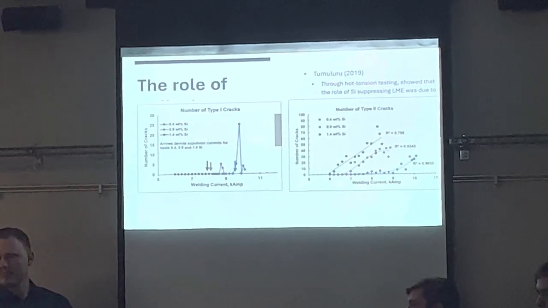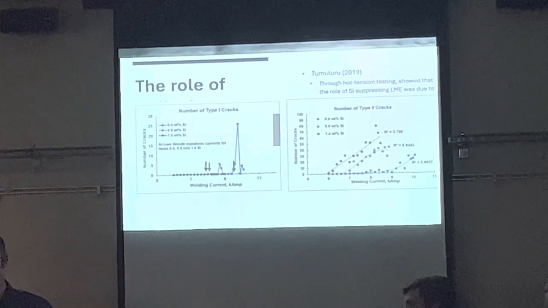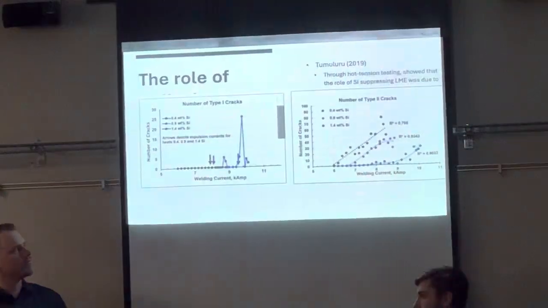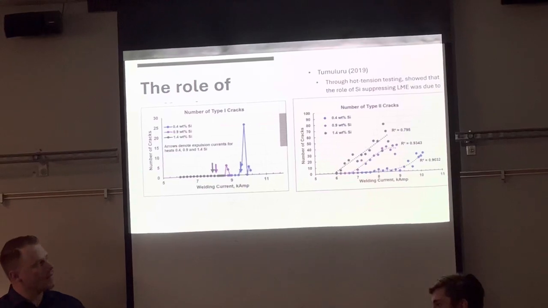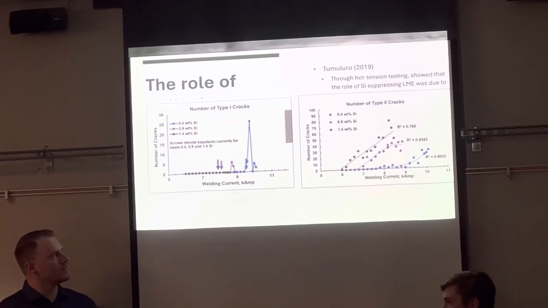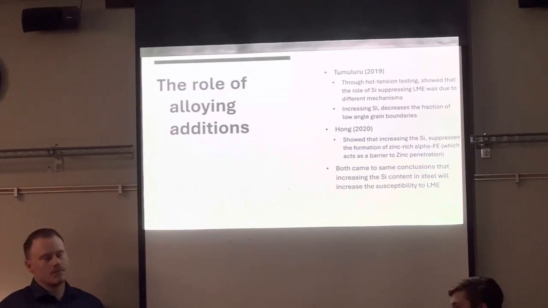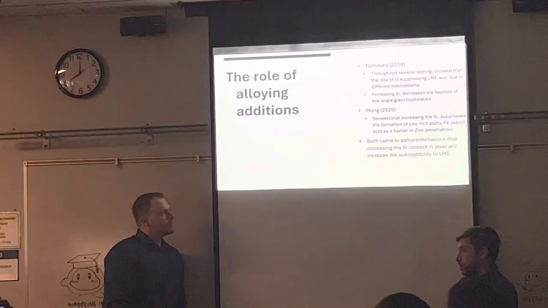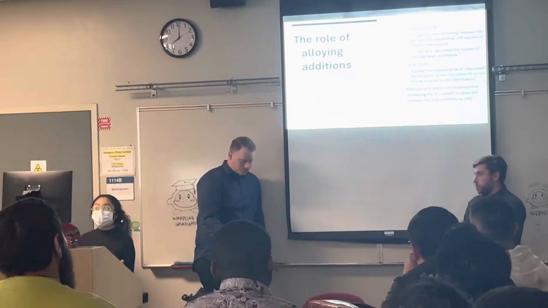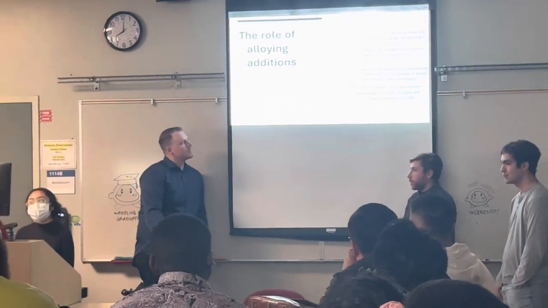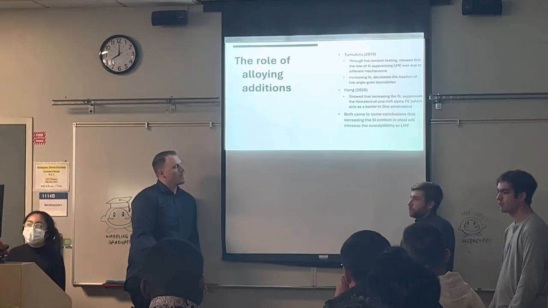And you can basically see that, obviously, with the higher concentration of silicon, the higher weight percent, there were less cracks. And then Hong did the furnace, and he showed that increasing silicon suppresses the formation of the zinc-rich alpha iron, which acts as a barrier to zinc penetration.